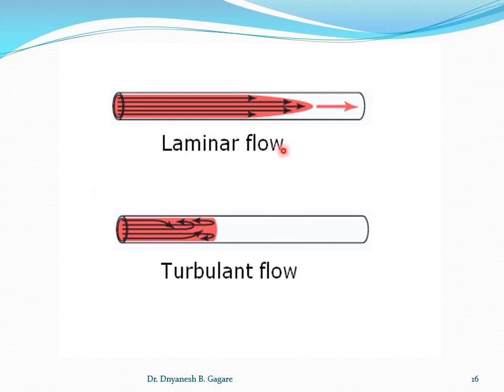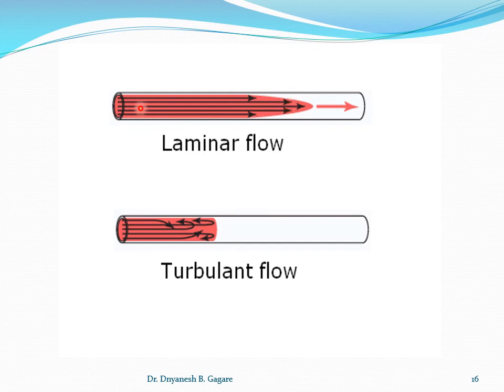From this diagram you can easily understand, laminar blood flow is a silent, streamlined blood flow. If you see the layers of the blood flow, they remain at the same distance from the wall of the vessel and the center of the vessel. Every layer stays in its own place and at the same distance. It is called laminar blood flow.